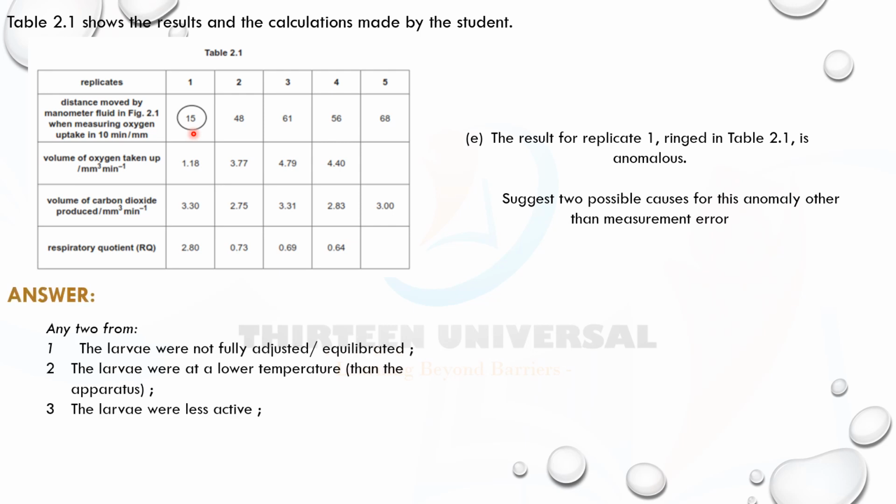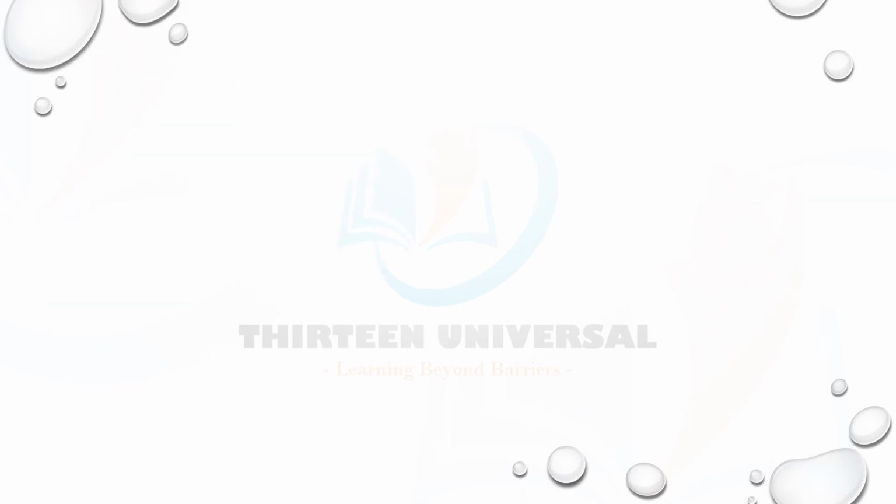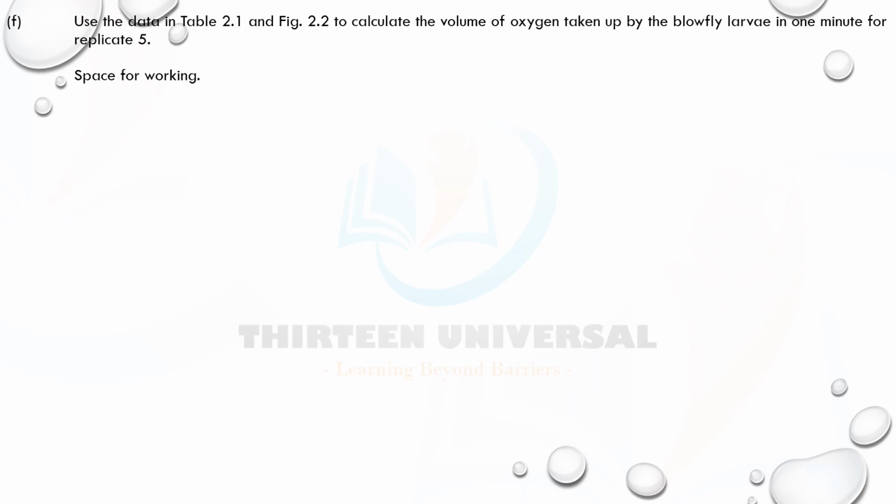All right, so the larvae were not fully adjusted. Yeah, they were not adjusted or equilibrated. The larvae were at a lower temperature than the apparatus, so that could affect it. The larvae were less active. Okay, all right, now use the data in table 2.1 and fig 2.2.